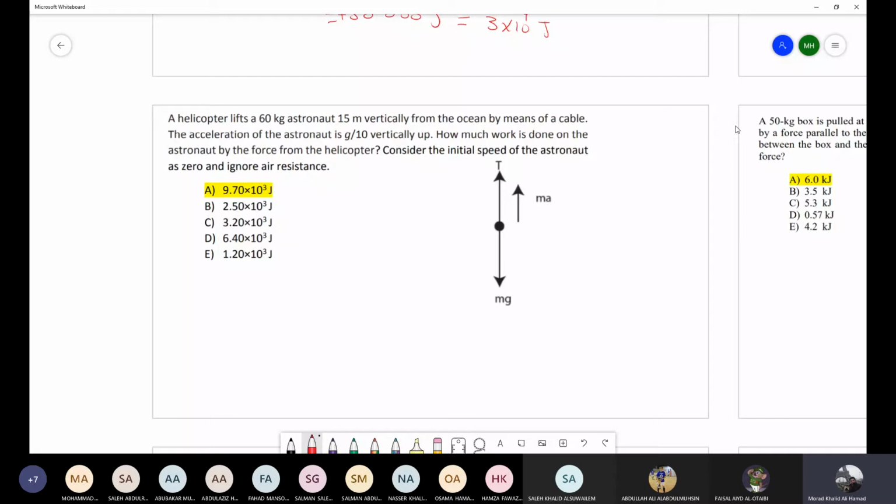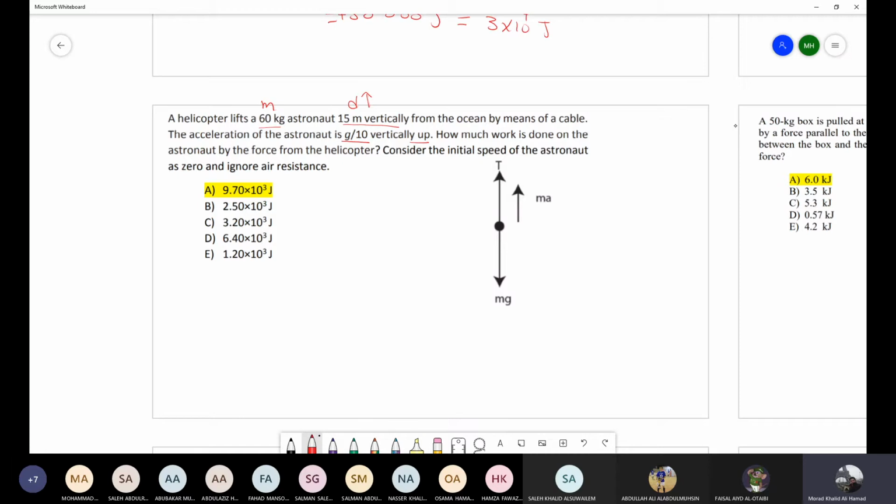Okay, don't worry. We will have another problem now. A helicopter lifts a 60 kilogram astronaut, this is the mass, vertically a distance of 15 meters, this is D, vertically up from the ocean by means of a cable. The acceleration of the astronaut, which is A, is equal to g over 10, where g is 9.8, vertically up, so the acceleration is up as well.